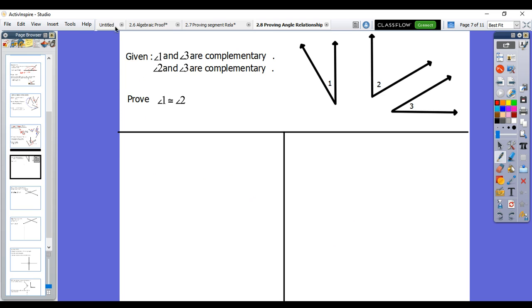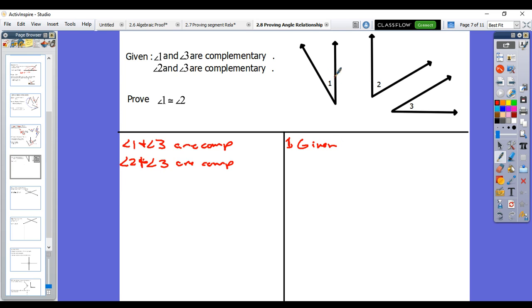So let's take right here. So we're saying angle 1, this is the given, so this is information. Angle 1 and angle 3, I'm going to write down, are complementary. I'm going to shorthand it. And angle 2 and angle 3 are complementary. Okay, so that's given. So let's take the general idea here.